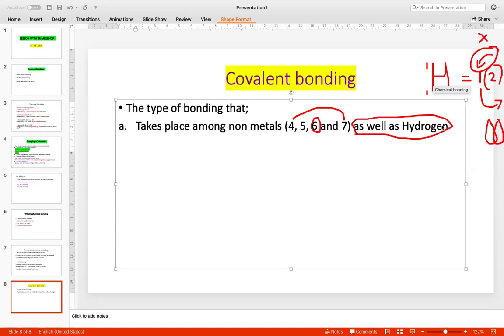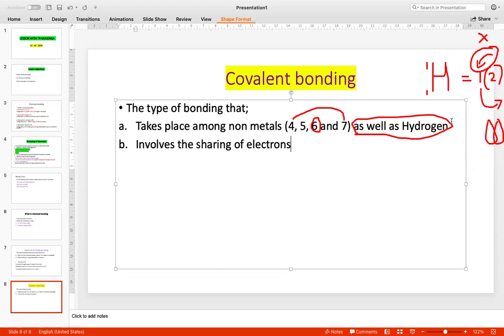Now, that is very clear. So that's very clear. Now, what else do we know about covalent bonding? It is a type of bonding that involves the sharing of electrons.